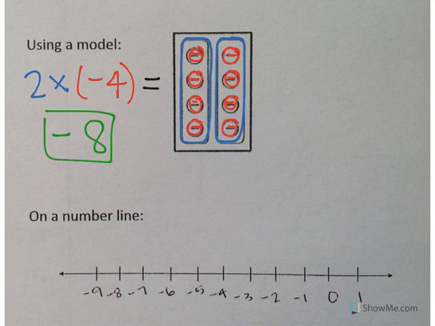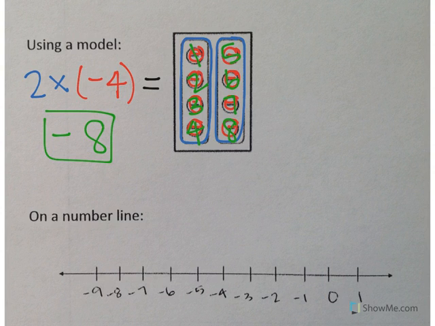And to double check this, what I can do is I can just count the counters, right? 1, 2, 3, 4, 5, 6, 7, 8. And because each of those counters represent one negative integer, and there are 8 counters, our answer is negative 8.